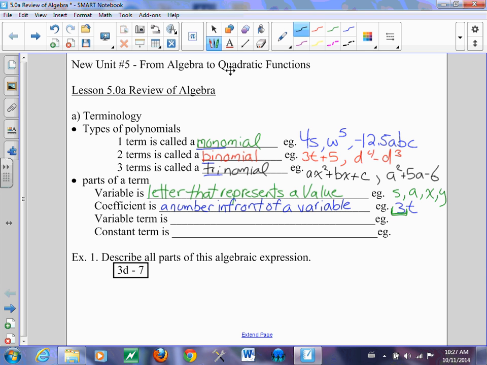Taking a look at the variable term, that is a term that has or contains variables. If I write down something like 3t minus 5, the term that has the variable is the 3t, so that's the variable term. Then I take a look at the constant term. That is a term with no variables. It's a number all by itself.